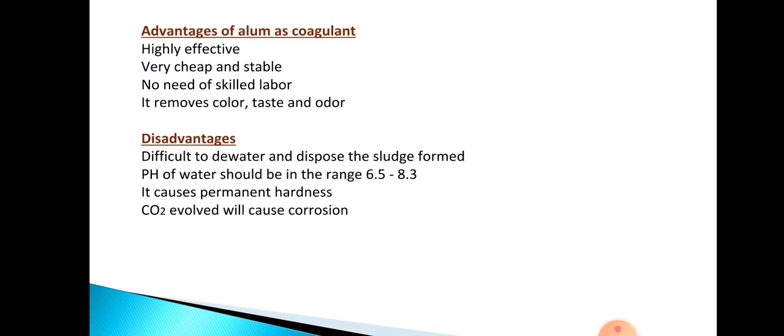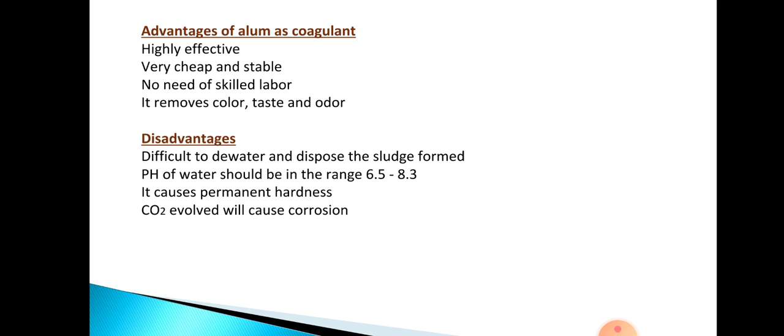Now coming to the advantages of alum when it is used as a coagulant. Alum is found to be very effective in treating water, and it is also comparatively cheap and easily available. There is no need of skilled labor for using alum as a coagulant, and it also removes the odor, taste and color of water.